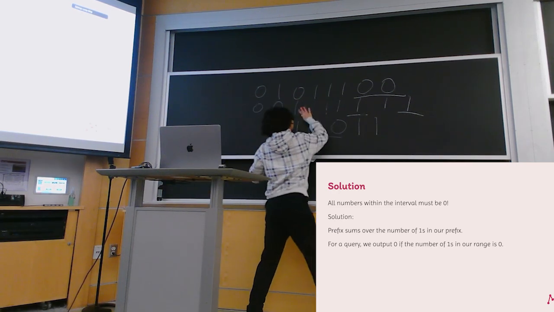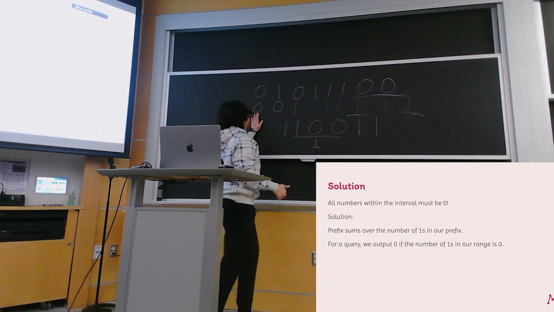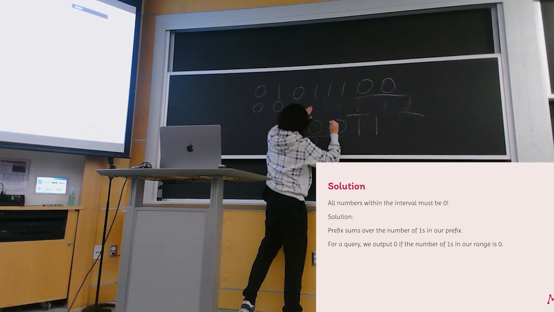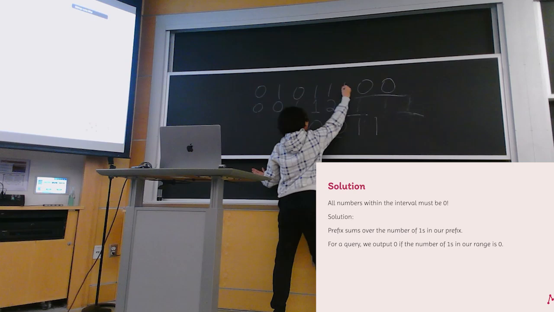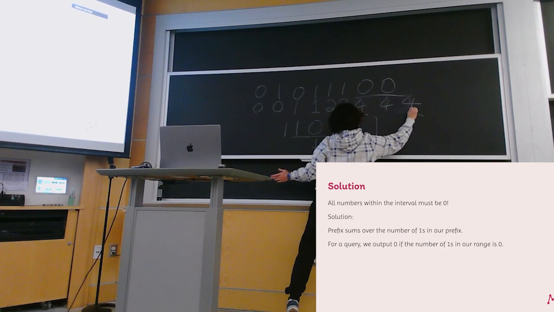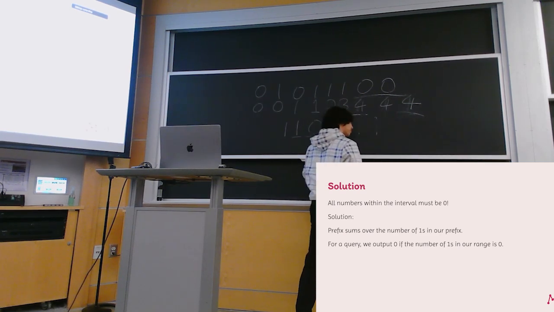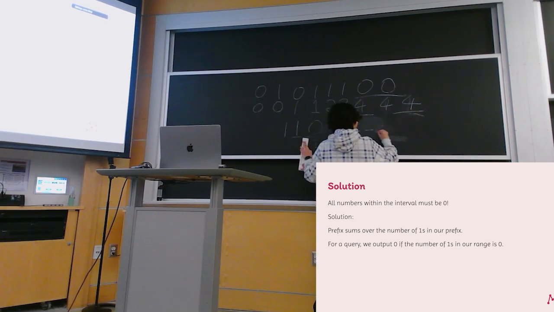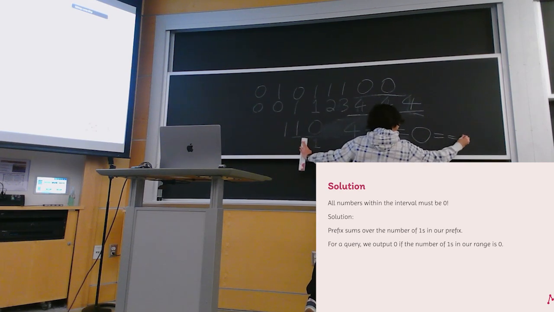So instead of having this table, let's treat this as 0, 0, 1. 1 plus 0 gives us 0. 0 plus 1 gives us 1. 1 plus 1 gives us 2. 2 plus 1 gives us 3. 3 plus 1 gives us 4. 4, and 4. So now if we try to query this range, 0 to 0, what we have is 4 and 4. And if you do 4 minus 4, this tells us that the number of 1s within this range is 0. And that is indeed equal to 0.